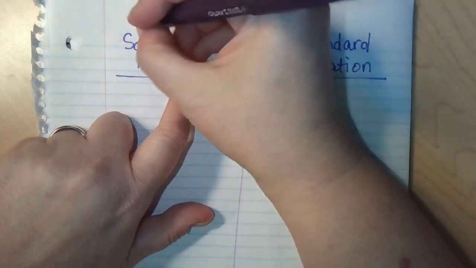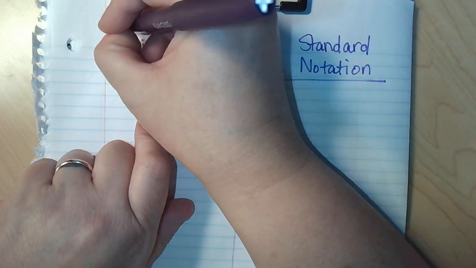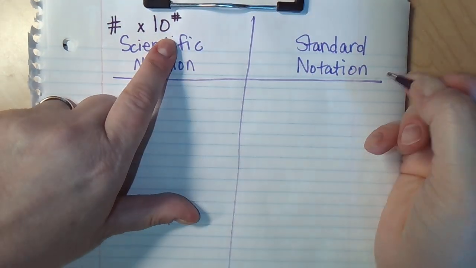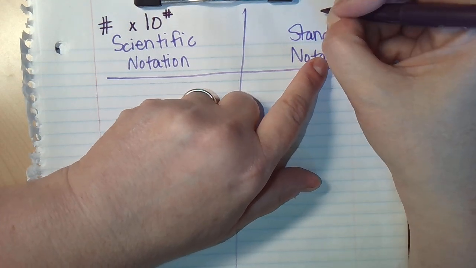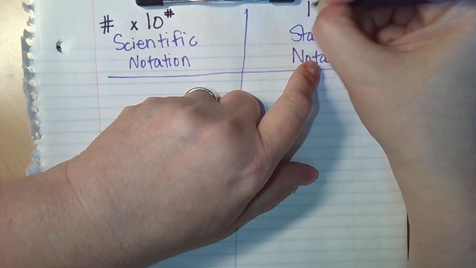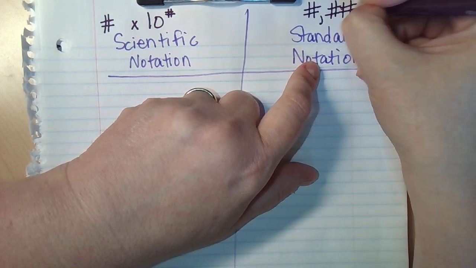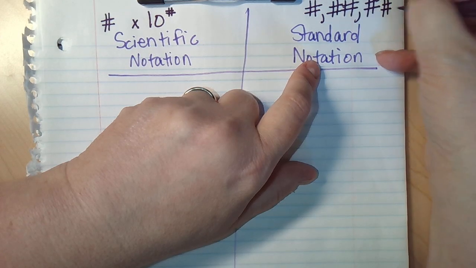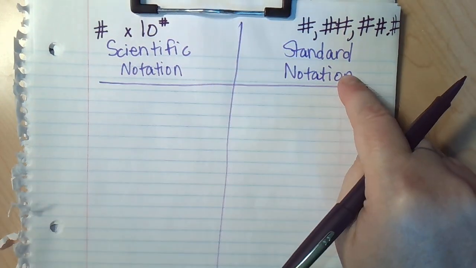Okay, for scientific notation, that's the one that looks like a number times 10 to some other number. Okay, and then standard notation just means whatever number they gave you. Maybe they gave you it with some commas, or maybe there was a decimal and then another number. Either way, standard is what you start with.